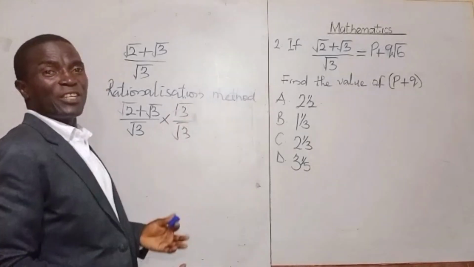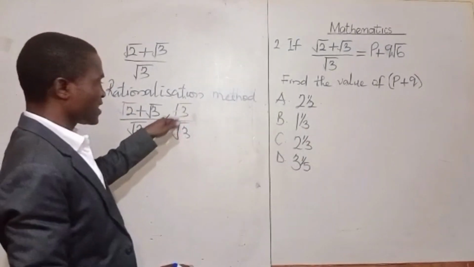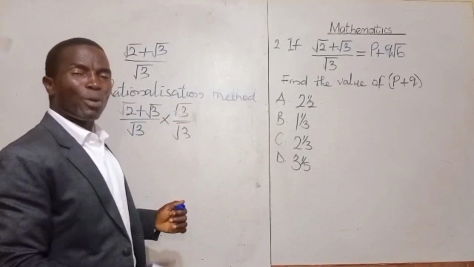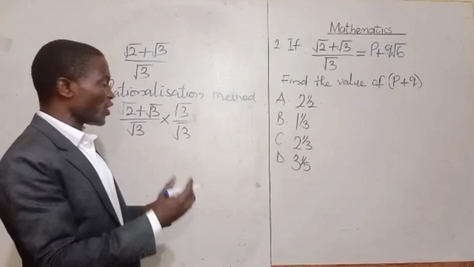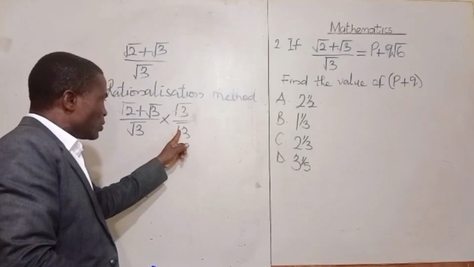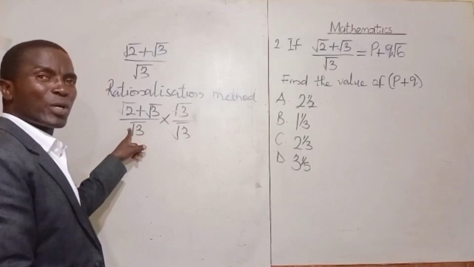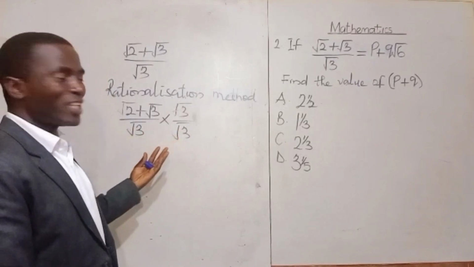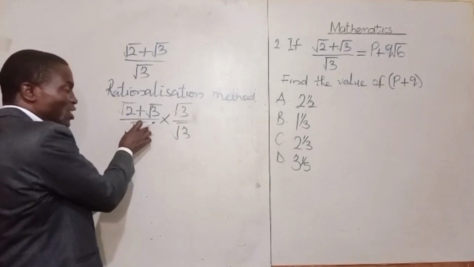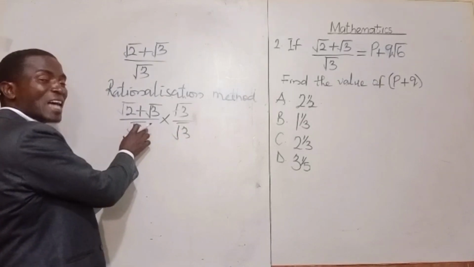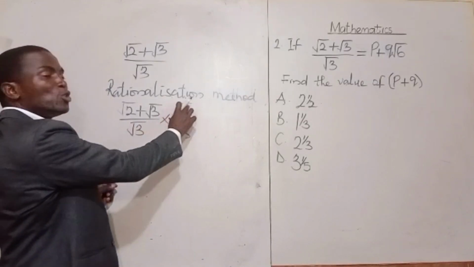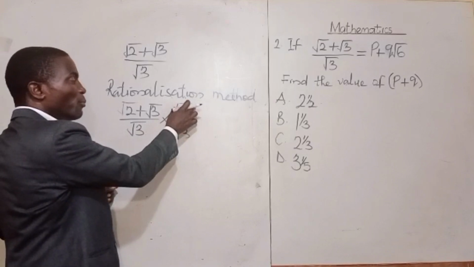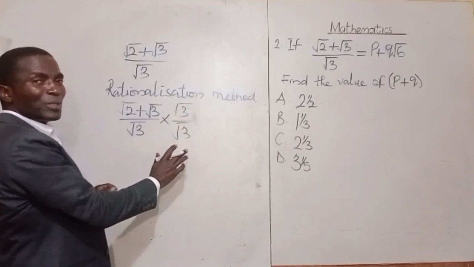I've not done anything different because root 3 can still cancel root 3. But I decided to make use of root 3 so that this square root can cancel this square root. Somebody said, where did I see root 3? Root 3 comes from the denominator.